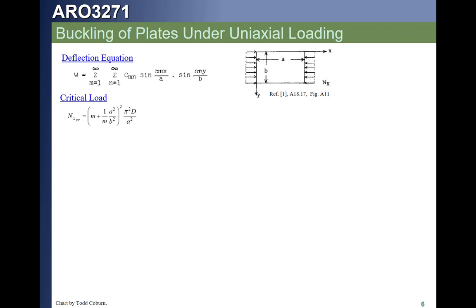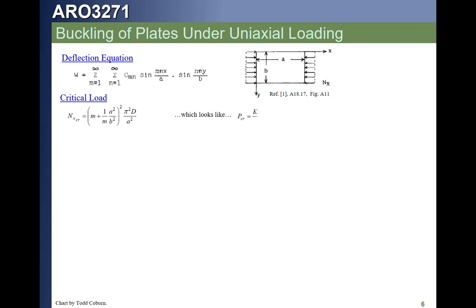For a rectangular panel, we're often going to get two coefficients, like you see in that differential equation above, m and n. Sometimes we can simplify that down to a single coefficient, where we see m plus 1 over m, a squared over b squared, quantity, times pi squared, flexural rigidity over a squared. Now we're actually not going to use this equation. We're going to go further.